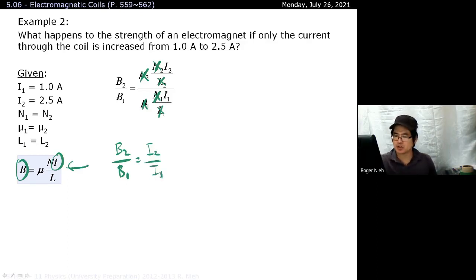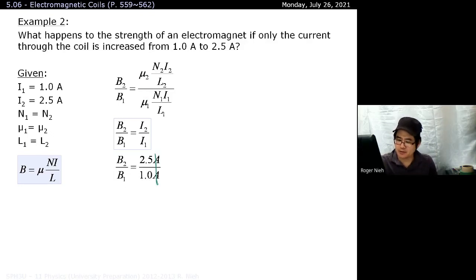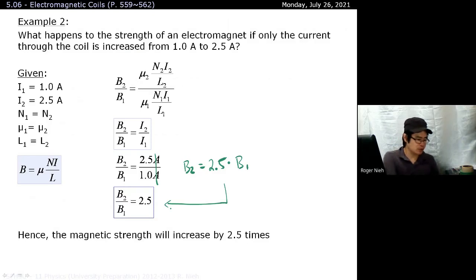Optionally, if you really want to show all your work this way, you could do it as well, but you can see that it takes a whole lot longer to get to the point. Nevertheless, you sub all the values in for what you know. You'll see that the amperes divide each other out because what you're looking at at the end of the day is a relationship. What you know is that B2 is equal to 2.5 times B1. Or if you rearrange it, B2 over B1 is equal to 2.5. Hence, the magnetic strength will increase by 2.5 times if you increase the current from 1 ampere to 2.5 amperes. That's how you'd show all your work. Any questions before I move on to the last slide?